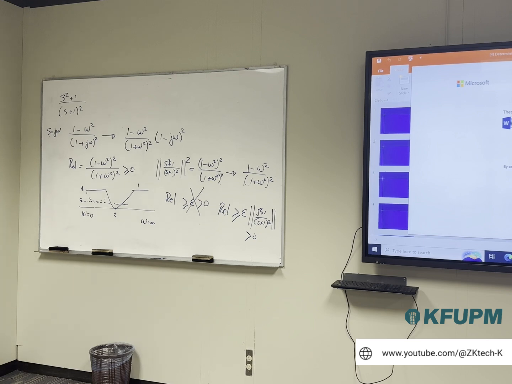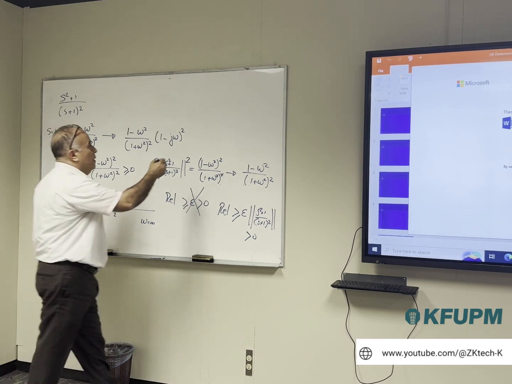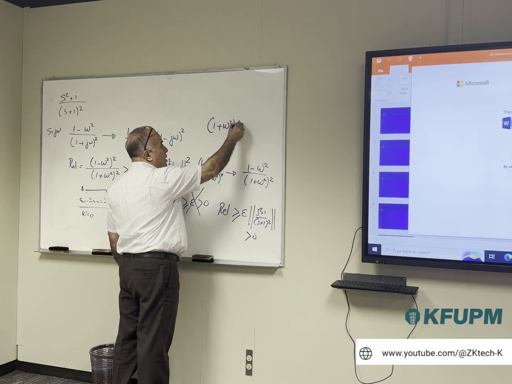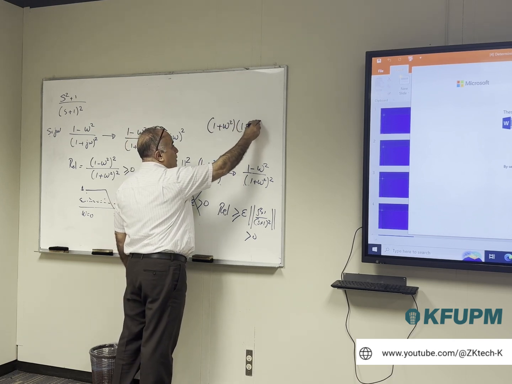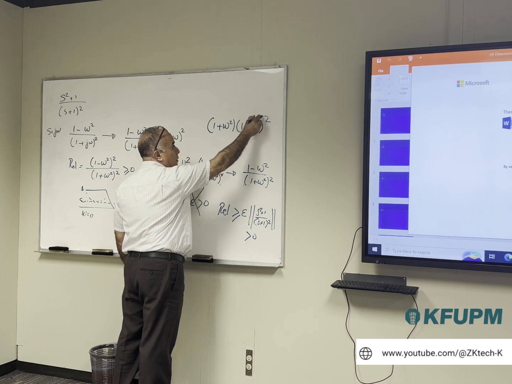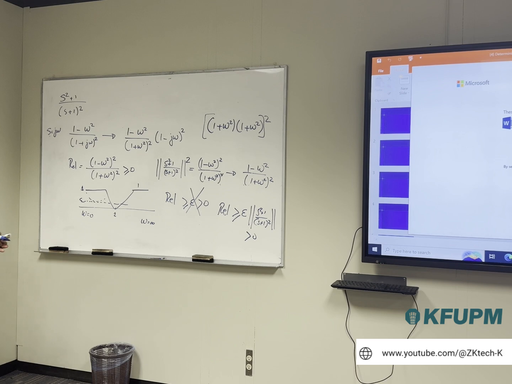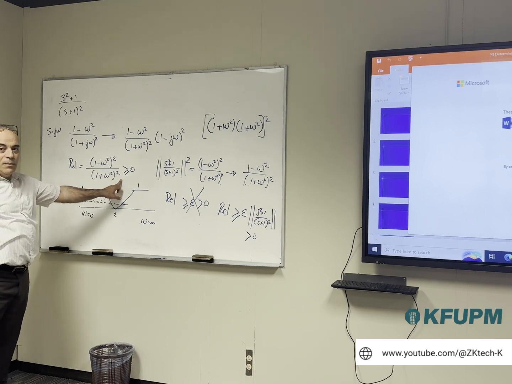So the real part and the amplitude of... if we take the amplitude square, this is this times this, square, the whole thing square. If we take the square root of the amplitude, then it will be only this to the power 2.